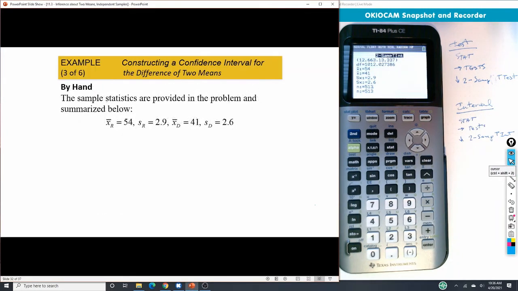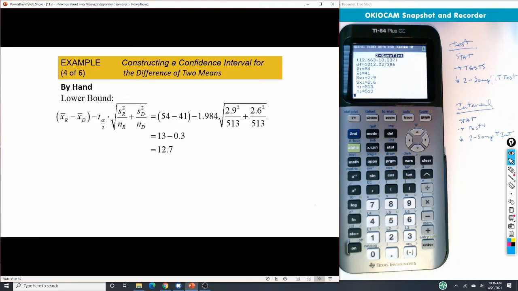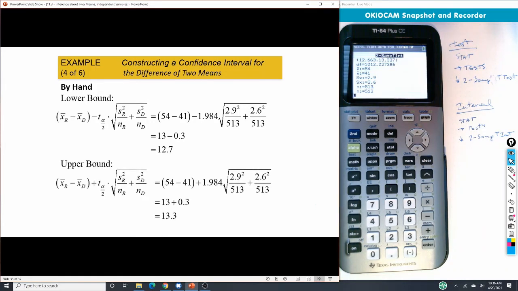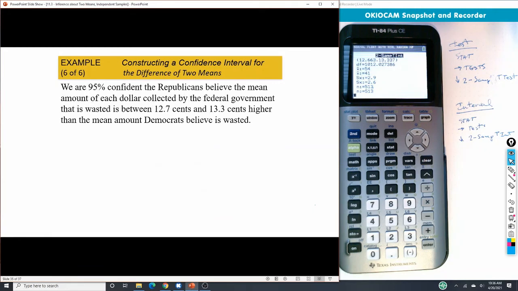All right. And so they go through again. They do all this by hand on these pieces. But we get 12.7 for our lower bound. Well, that's exactly what we had up here when you round. And then 13.3. Again, that is what we have up here when we round. Now here is showing us a different program. They get the same thing that we had. Okay, and so that means we are 95% confident that the mean is between 12.7 cents and 13.3 cents higher than the mean of the Democrats for the Republicans there.